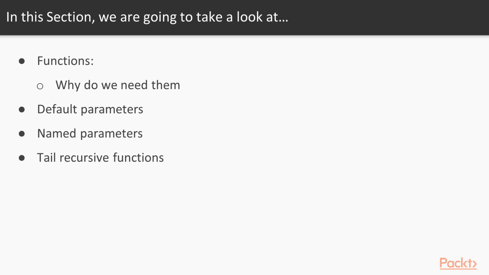And then we will check out various aspects of functions in Kotlin, such as what are default parameters, what are named parameters, and in the end we will check out what are tail recursive functions.